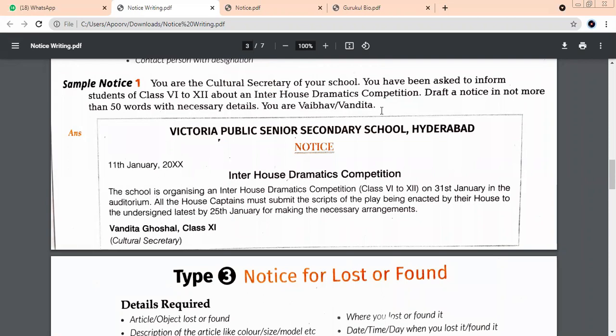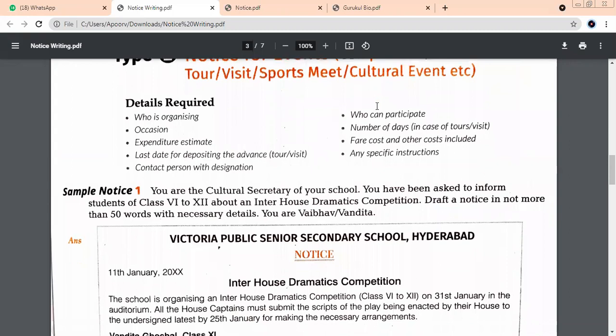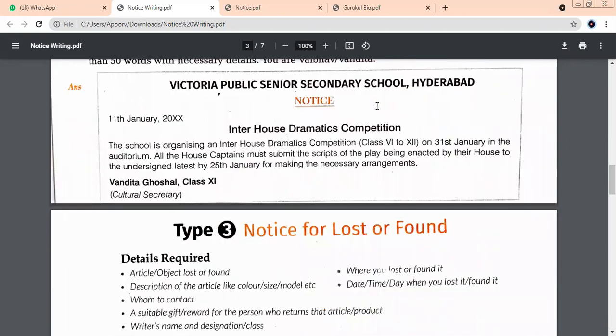Ma'am, which type of notice is this? Beta, this is type 2 notice. We are not writing right now, I'll give you time. This is notice for events. Any event it could be: a competition, a celebration, a school tour, a sports meet, a cultural event, any event. Just read the notice. Ready for the questions? Yes, ma'am.